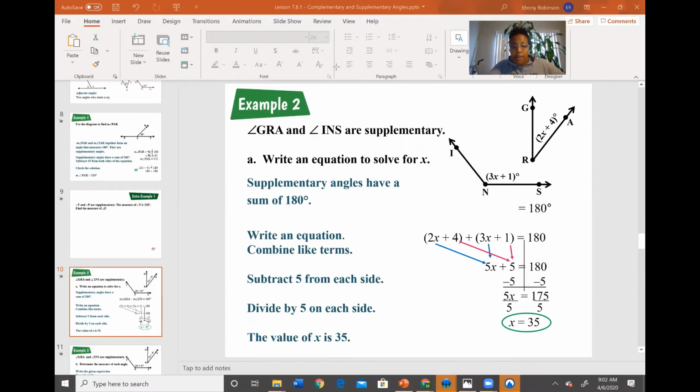All right, so I'm gonna write my equation as R plus N, because those are my vertexes, equals 180. That's how I'm gonna write it. Now, I'm gonna plug in the information I have. So for angle R, I have 2x plus 4 degrees. So that's what they wrote, 2x plus 4.